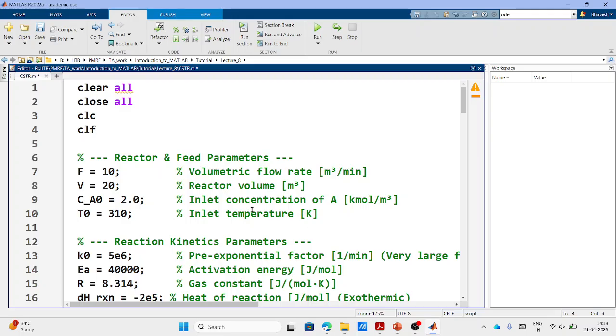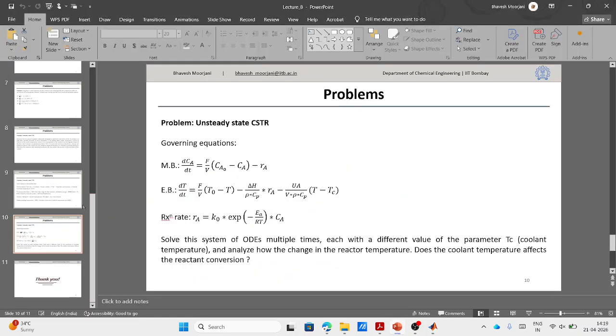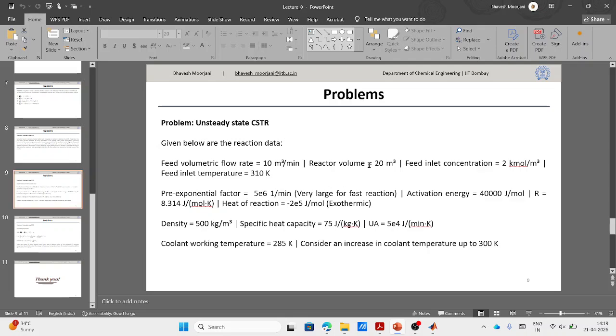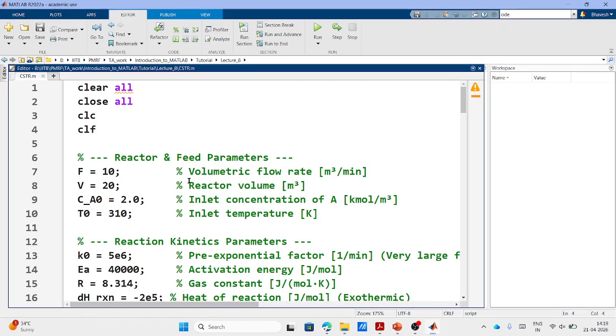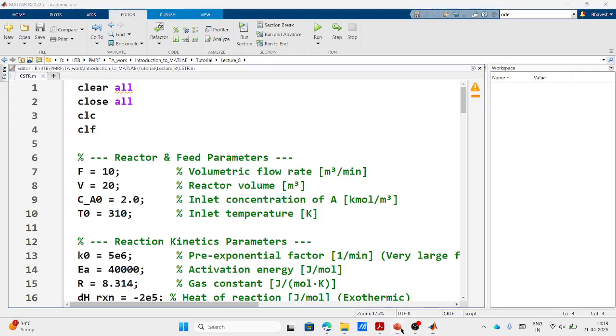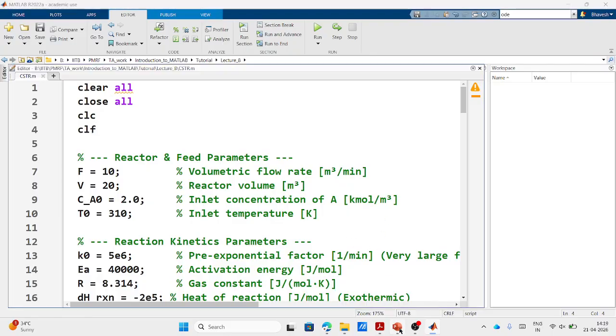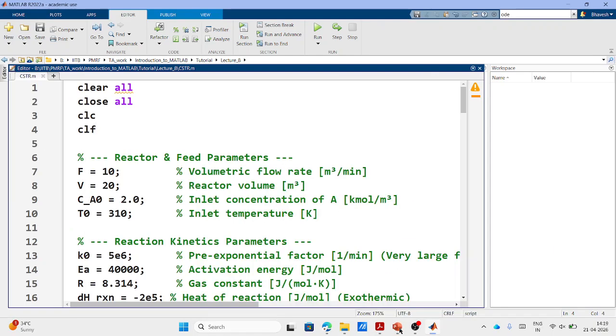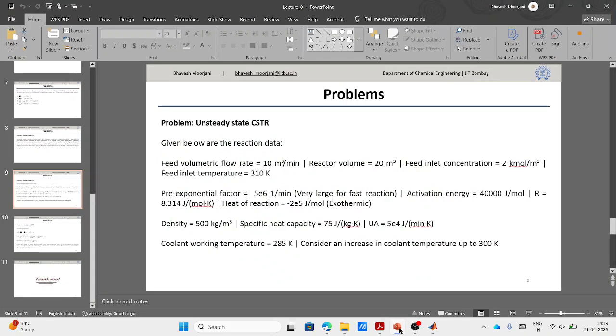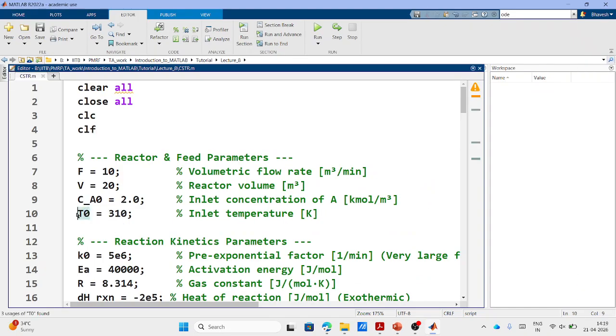Now, the first step will be to list out all the given data that we have. Okay. So for a CSTR, what information is given to us? We have been given the feed data, reactor data, kinetic data, right? So I am putting it out that the feed volumetric flow rate is given as 10 meter cube per minute. Reactor volume is 20 meter cube. Concentration is 2 kilomole per meter cube. Temperature T0 is 310 Kelvin. Okay. So T0 is the feed inlet temperature, so that's why I'm referring to it as T0.